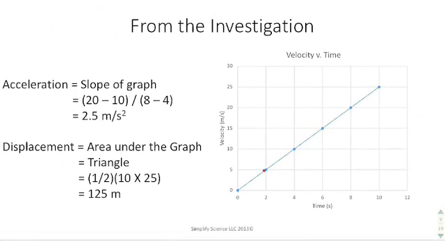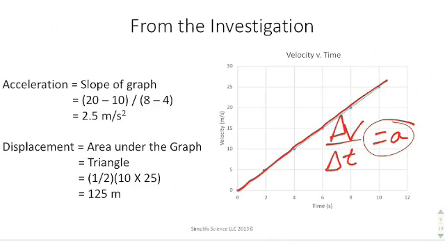Now, from the investigation, we actually found that you can figure out quite a few things whenever you're taking a look at a velocity versus time graph. We said that the first thing you can determine is you can pick any 2 points on a straight line and determine the slope of that. When you determine the slope of this line, you would take change in velocity divided by change in time, and that would give us our acceleration value. And you see that work done right here.